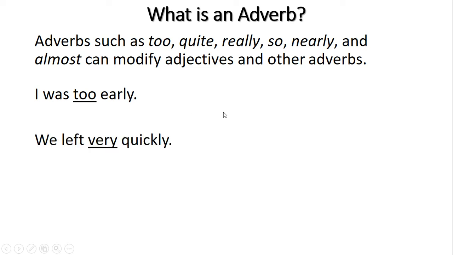My next sentence is, we left very quickly. The sentence really is, we left quickly. And you'll notice this word quickly is an adverb because it tells how did that person leave. How did they leave? Well, they left quickly. And the word very is modifying this adverb. So here we have an example of an adverb that is modifying another adverb. So this one was modifying an adjective. This one was modifying an adverb.